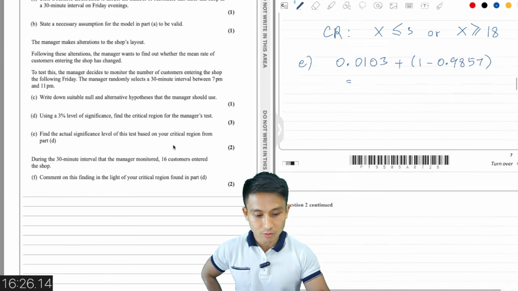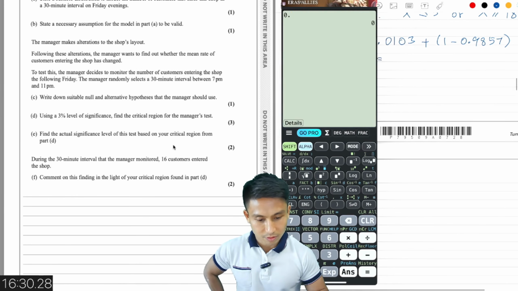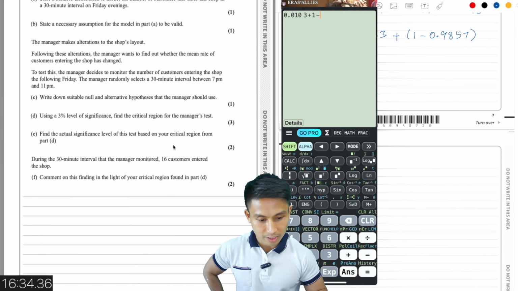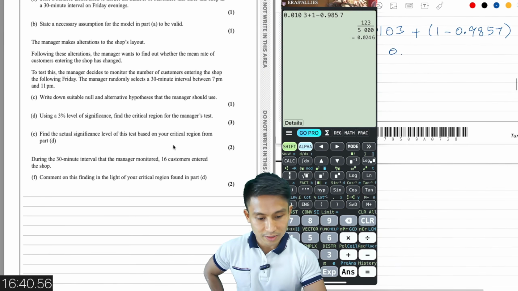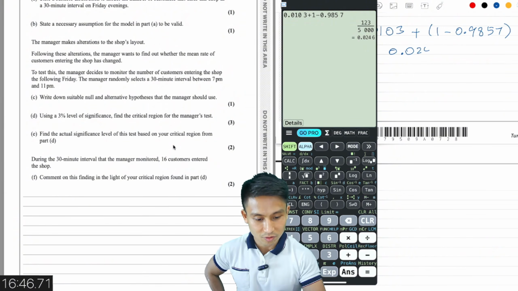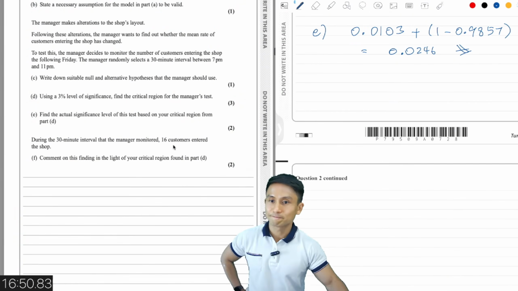So that would be equal to, if I do a calculator, right? 0.0103, and the other one plus 1 minus 0.9857. So that's actually, yeah, a little smaller than 3% basically for both. Oh, I copied the number wrong. Yep, should be that for part E.